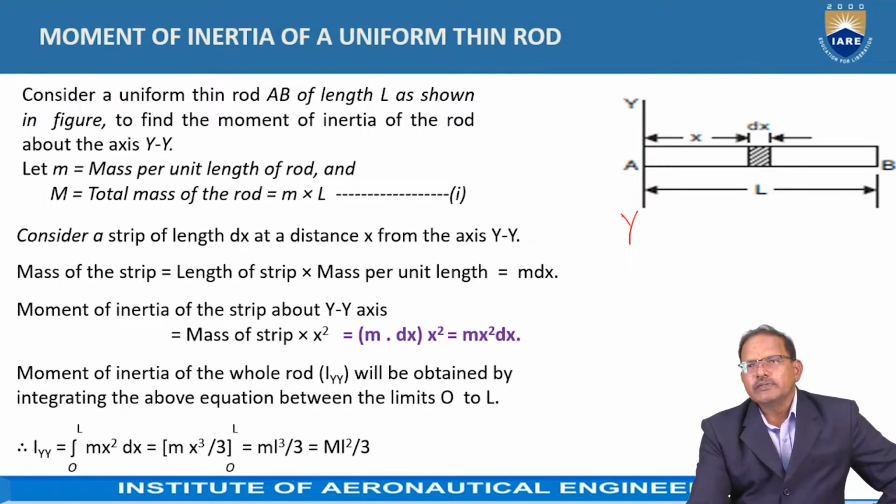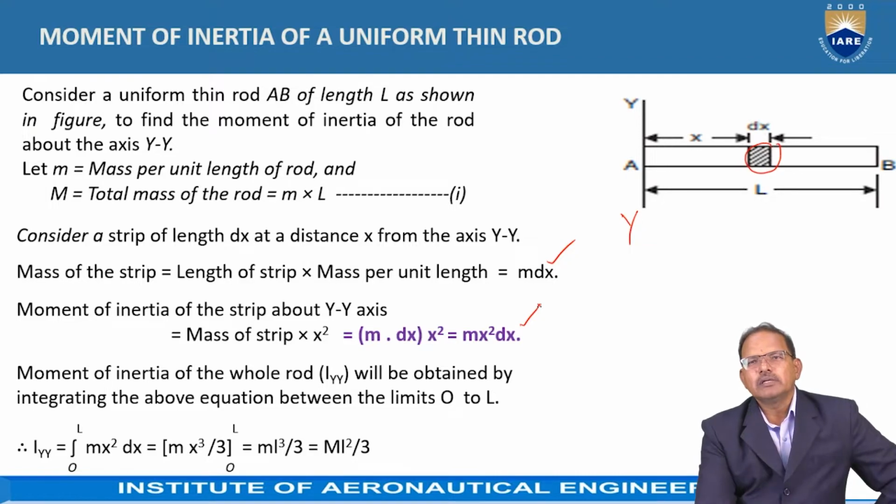Now consider a small strip which is at a distance of x from the reference line Y as shown in figure, having length equal to dx. Then the mass of this strip is equal to m into dx, because we are considering a length equal to dx only. m is representing the mass of the rod per unit length. Hence, the mass of this strip is m dx. The moment of inertia of this strip about the y-axis is equal to mass multiplied by the square of the distance. Mass is equal to m dx. Square of the distance is x square, which gives m x square dx.